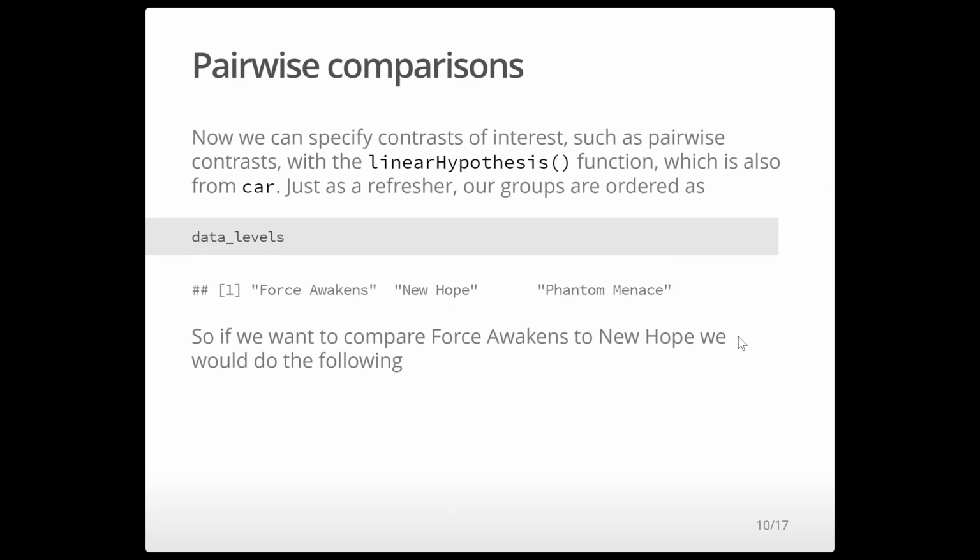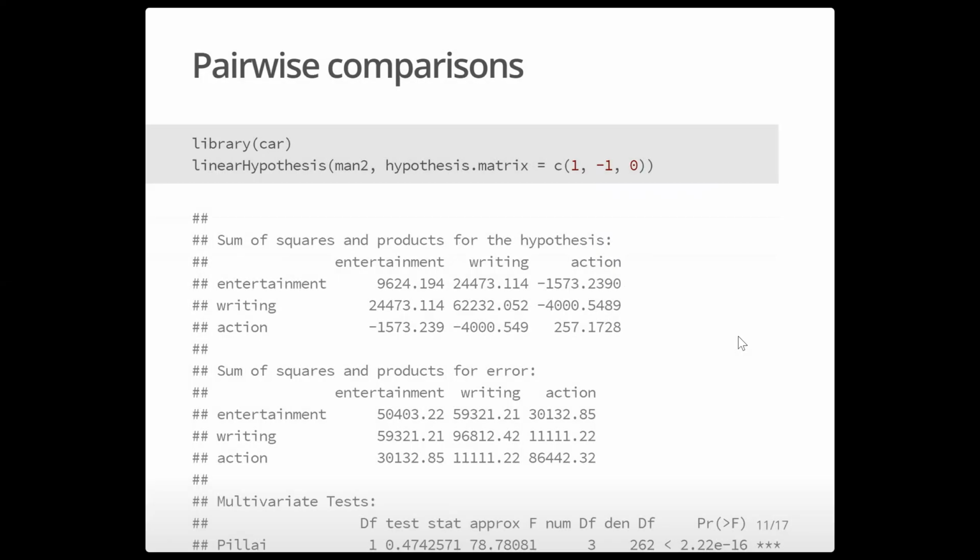So just as a refresher, we have to keep in mind that the order of the levels defaults to alphabetical. So the first level is Force Awakens, the second level is New Hope, third level is Phantom Menace, which is slightly different from the order in our data, just that R treats any factor as alphabetically ordered by default. So if we want to compare Force Awakens to New Hope, we need to compare the first group to the second group. And so we would do that like this. We would call the linear hypothesis function on our MANOVA with the suppressed intercept, and then for the hypothesis matrix, we would specify some linear combination of our 3 variables.